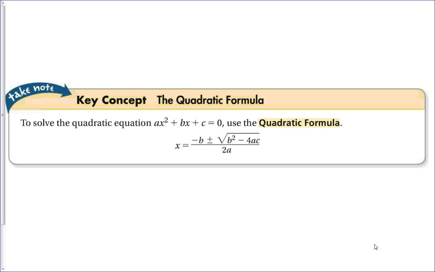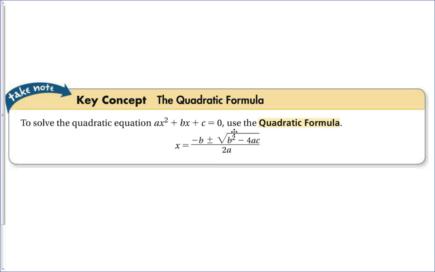Here's your key concept, which is the quadratic formula. It says to solve a quadratic equation, ax squared plus bx plus c equals 0, use the quadratic formula. The quadratic formula is x equals negative b plus or minus the square root of b squared minus 4ac, all divided by 2a. Now, this will give you two answers, because you have negative b plus this divided by 2a, and negative b minus this divided by 2a. So this will give you two answers.